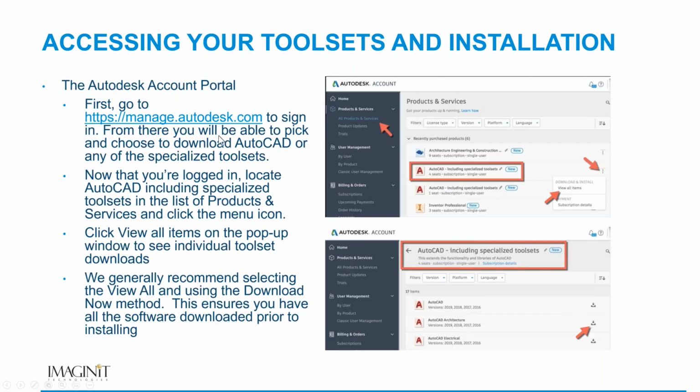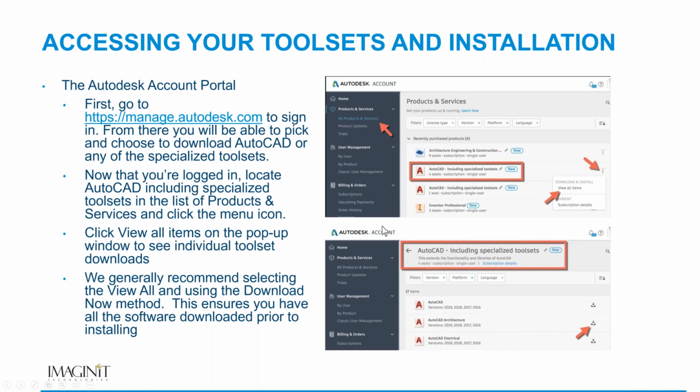That one's pretty easy. You just go to manage.autodesk.com, you sign in. From there, you'll be able to pick and choose what to download, whether or not to download AutoCAD or any of those specialized tool sets. So you'll see I see AutoCAD including specialized tool sets here. There's usually a button over here that says View Objects. I click the button. It'll populate this that says AutoCAD including specialized tool sets. And from here, you'll see that I have AutoCAD, AutoCAD Architecture, AutoCAD Electrical.